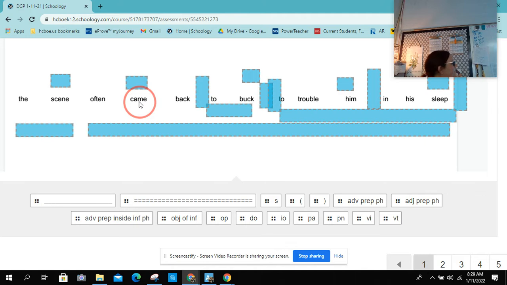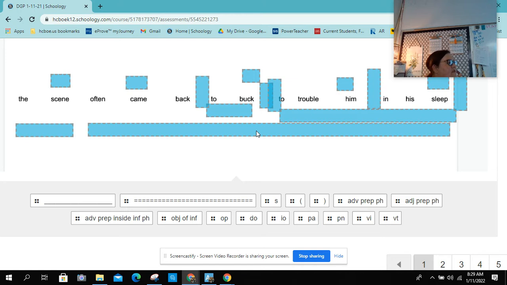Okay? Now, to Buck. Yesterday, we labeled the word to as a preposition. So we know that to Buck is a prepositional phrase. You always put your prepositional phrases in parentheses. Okay, that is what this box and this box is for. When you have a prepositional phrase, you have to determine the OP of your prepositional phrase. The OP of a phrase is always going to be a noun or a pronoun.